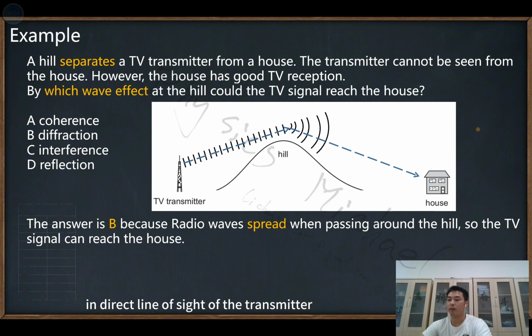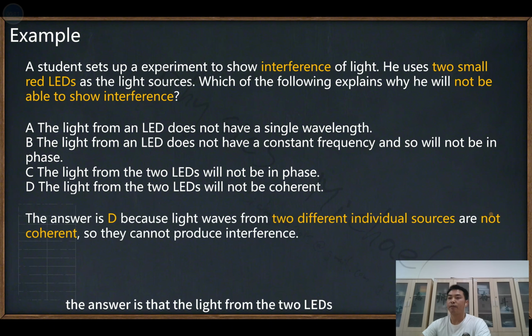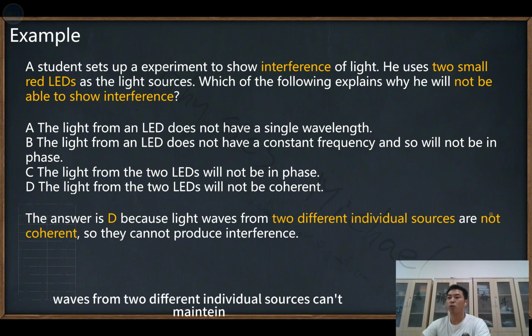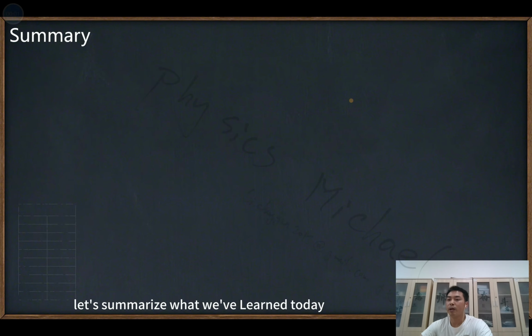Here's another interesting example. A student tries to demonstrate interference using two small red LEDs as light sources. Why won't this work? The answer is that the light from the two LEDs won't be coherent. Remember what we learned earlier. Waves from two different individual sources can't maintain the constant phase difference needed for interference. It's like trying to get two different people to sing in perfect unison. It's practically impossible.